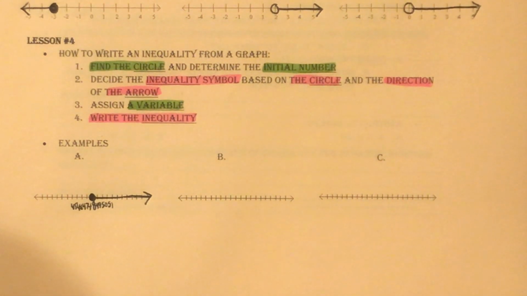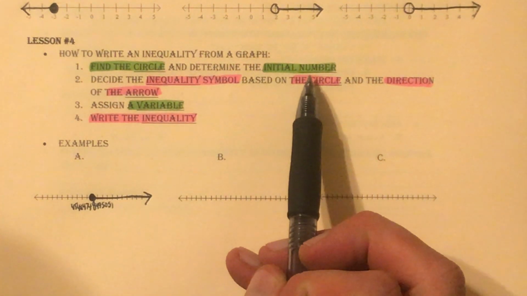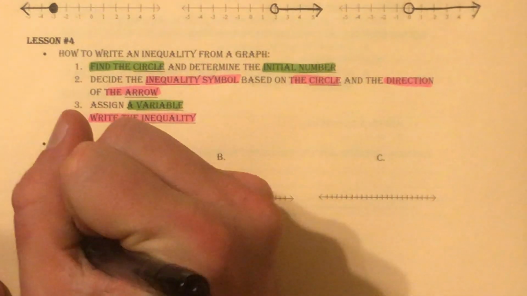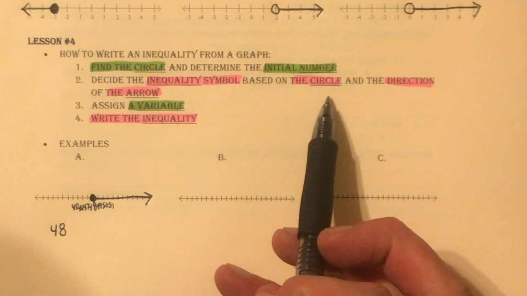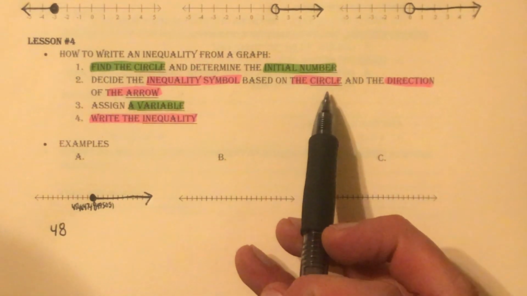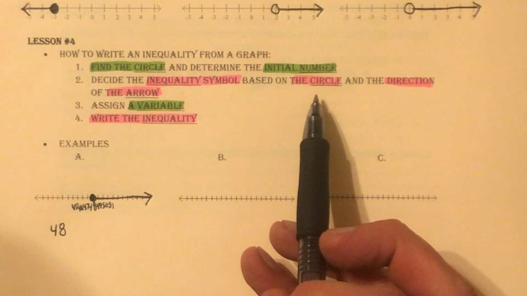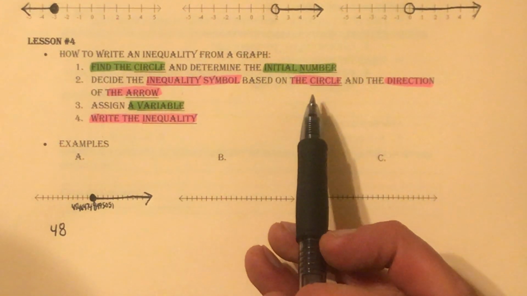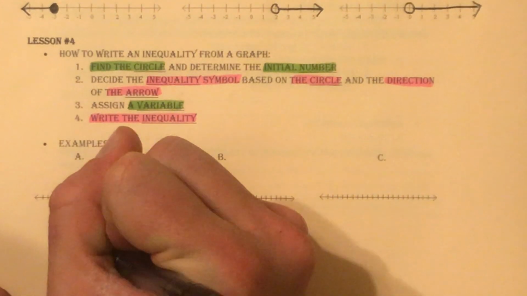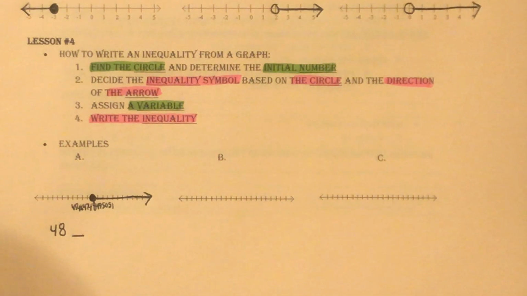So now our job is to write the inequality of what that graph actually means. So first thing I want to do is find the circle and determine the initial number. Well, the circle is at 48, so I'm going to write that number, 48. Second thing I want to do is decide the inequality symbol based on the circle and the direction of the arrow. Well, remember the circle determines if it has a portion of an equals to sign or not. If it has a portion of an equals to sign, it'll be filled in. If it doesn't, it'll be an open circle. Well, I see that this is filled in, so I know that it has a portion of an equals to sign. And then the last part is which direction is it moving?